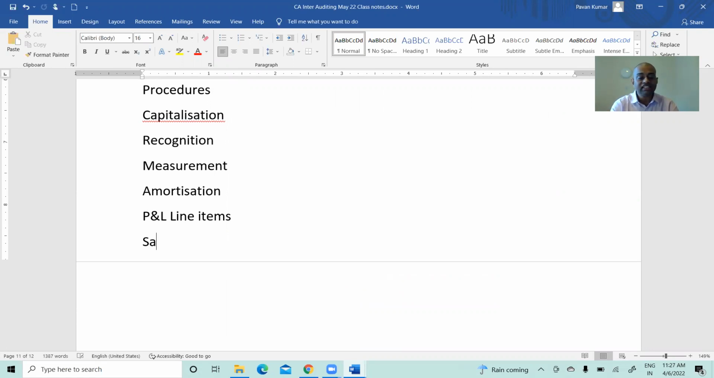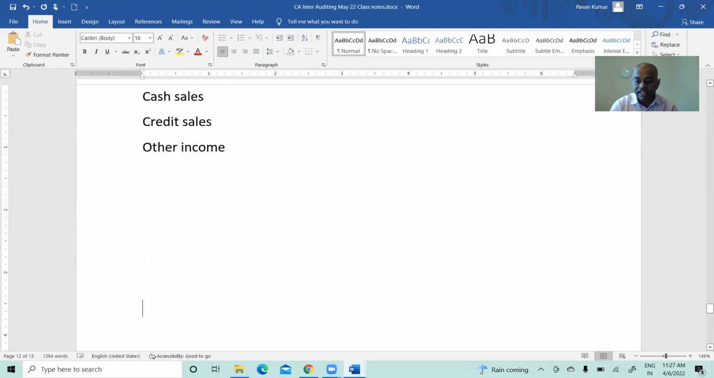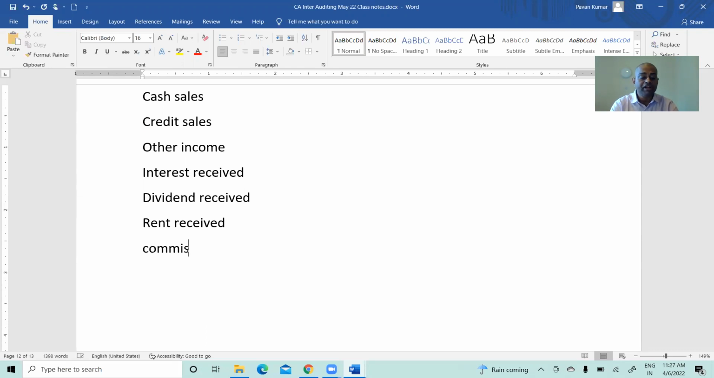So you'll see in P&L sales. Yes, sir. Then cash sales, credit sales, then other income. So I'm coming from the credit side. Credit side, Harini, other income also will be there. Give me some examples of other income. Dividend income, sir. Dividend received, interest received, rent received, commission received. Okay, then sale of scrap and junk material. Correct? Insurance claim received.